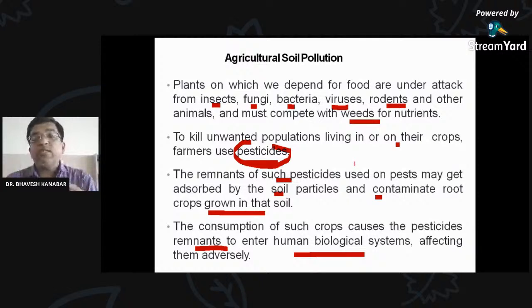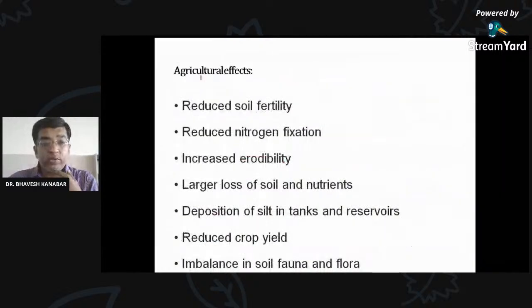So we are consuming, along with the vegetables and the fruits, this type of pesticide also, and this pesticide leads to ill effects on the health of the human body. Most commonly it may lead to cancer also. Over a period of time it may lead to cancer also. So these are agriculture soil pollution.